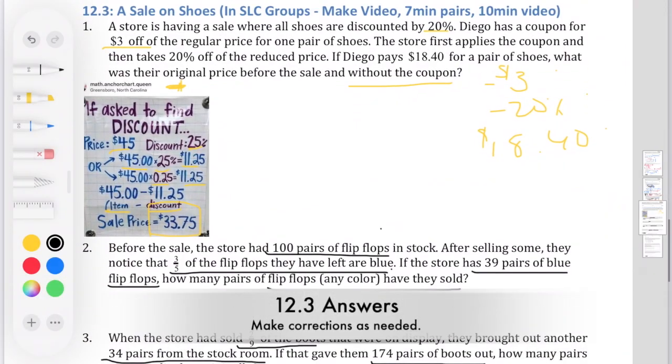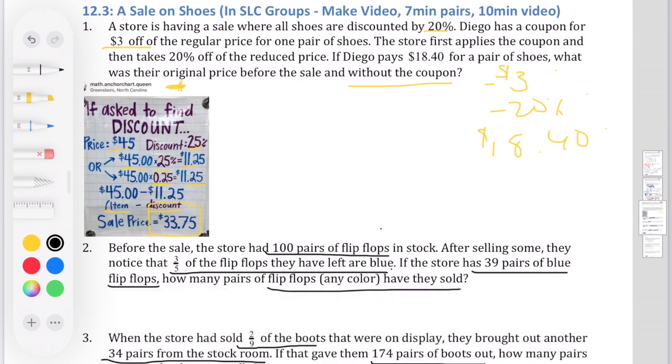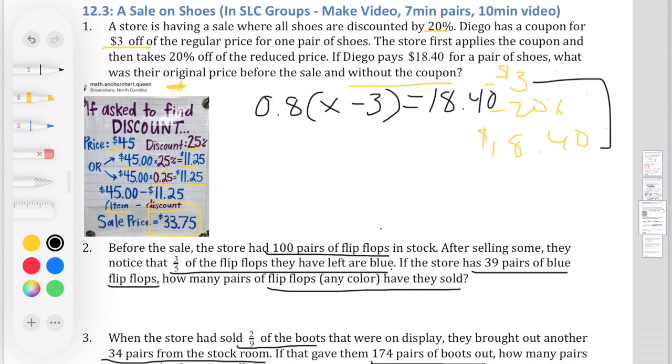All right, looking at number 1, the equation I set up, because I know 20% off is technically 80% total, so I went 0.8. And then I set up the parentheses with the original price being x, but I'm going to subtract 3 right away. And I'm going to set that to our total, which we paid $18.40. So that's how I use this critical information I pulled originally to put it into an equation to help me solve for the original value.